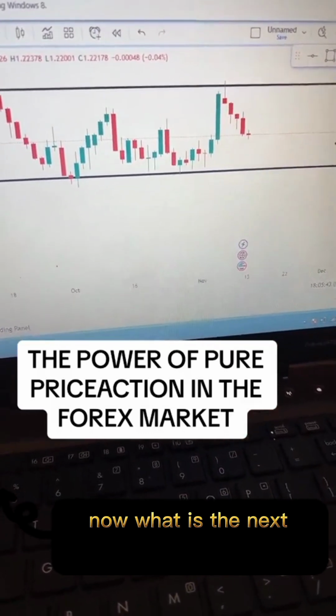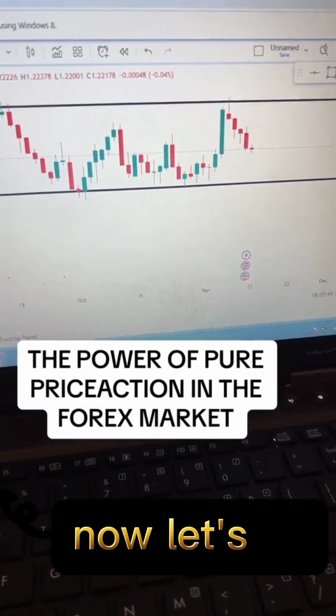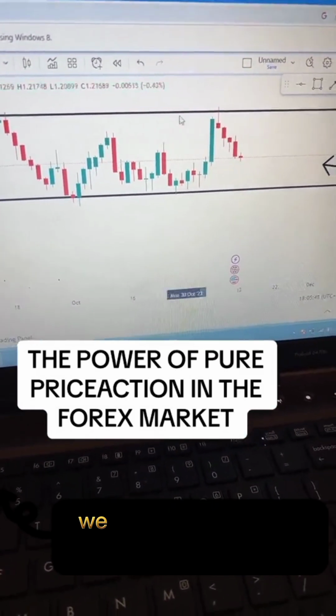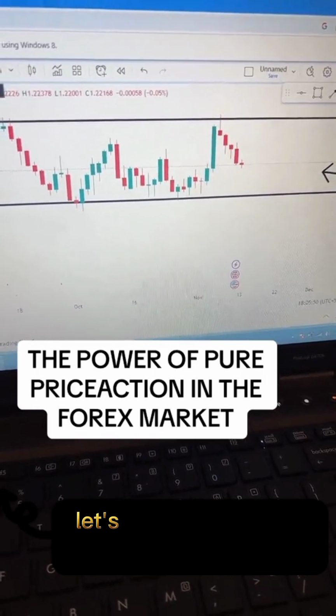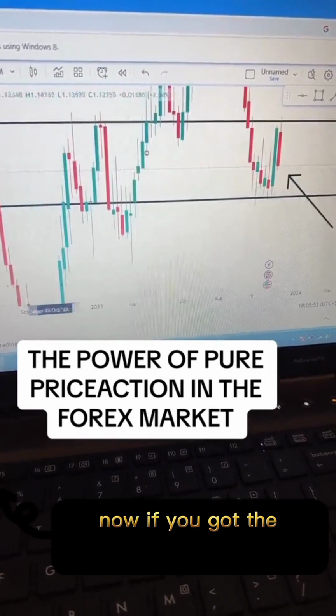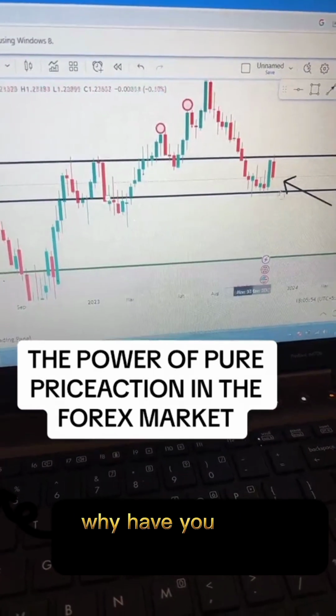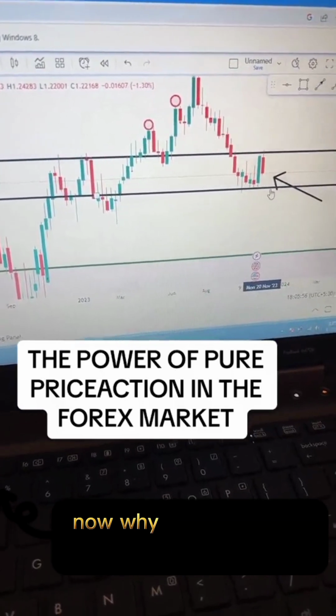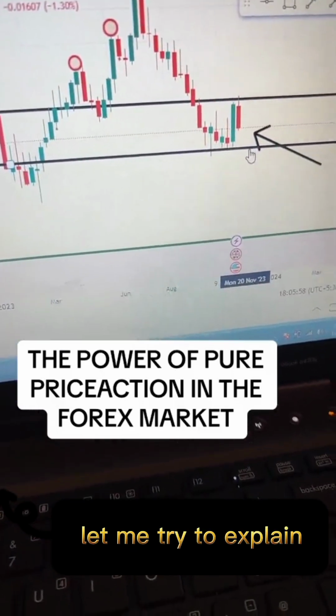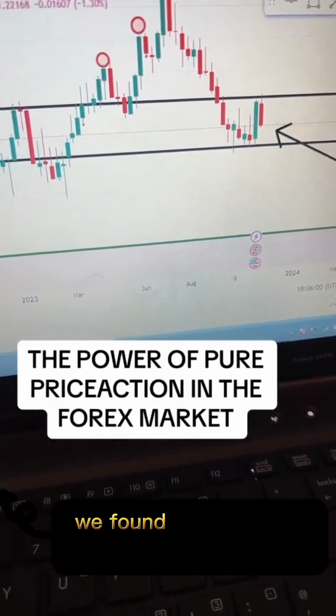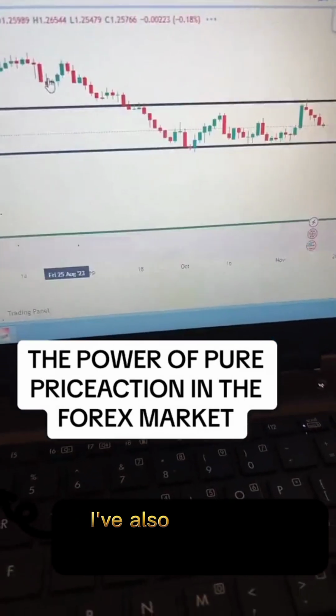Now what is the next step for GBPUSD next week? Now let's go to the monthly chart. We are going to analyze GBPUSD, and first let's go to the weekly chart. Now if you got the weekly chart, I'm going to show you something. Why have I marked this black line here? Let me try to explain this black line. This black line, we found it in the daily time frame also. I've also marked the same thing.